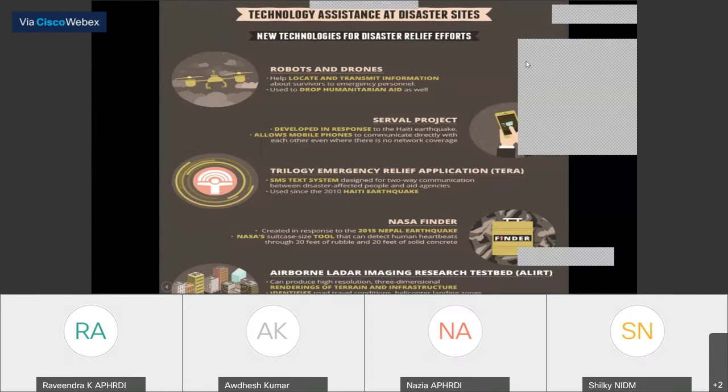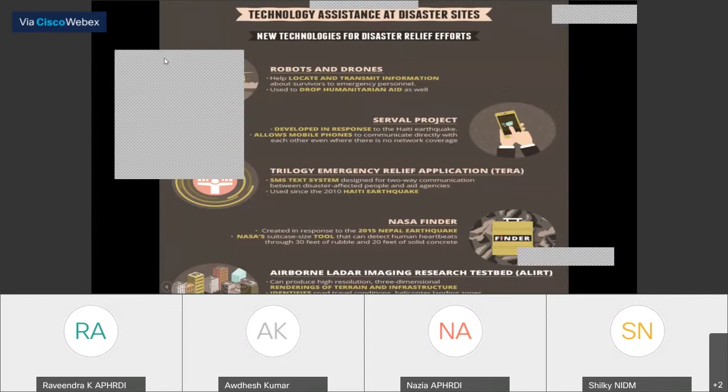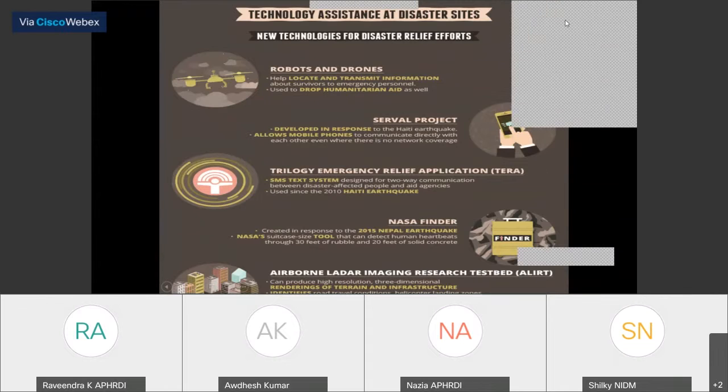Then we have technological disaster response. It is not possible to stop all disasters. So if a disaster happens or a calamity occurs, there are certain scientific innovations that help us. The leading ones are robots and drones. Here, you can see they are helpful in locating and transmitting information about survivors to the emergency personnel. Several projects were developed in response to the Haiti earthquake, a very devastating earthquake, and these allow mobile phones to communicate directly with each other, even where there is no network coverage.